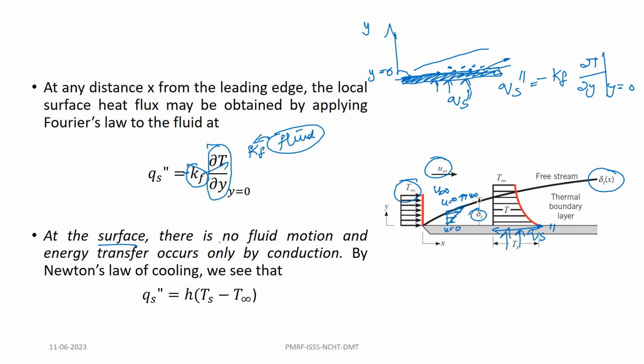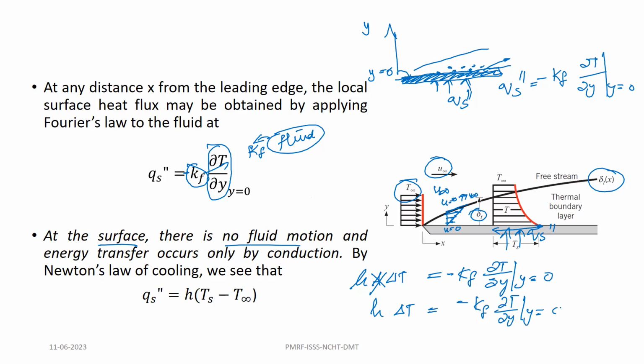So at the surface, we know that there is no fluid motion because it is at rest. And this energy transfer happens by conduction. Relating it to Newton's law of cooling, which states h A delta T, we can equate that to this factor: k_f into ∂T/∂y, with a minus, at y equal to 0. A is not there because it is flux. So h delta T is equal to minus k_f into ∂T/∂y at y equal to 0.